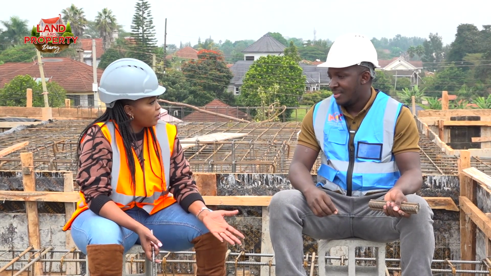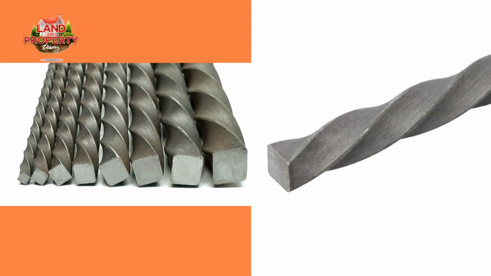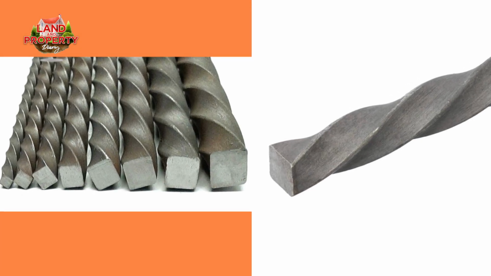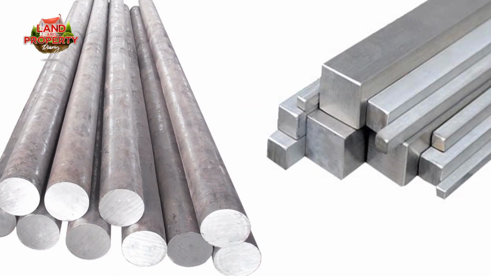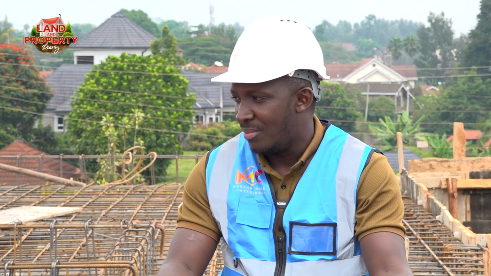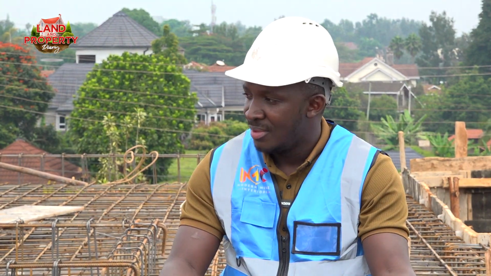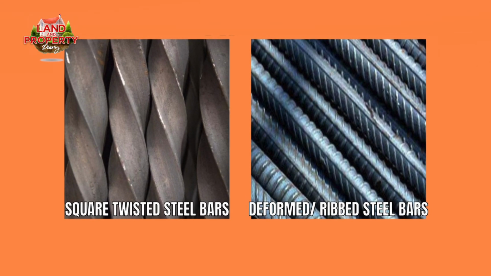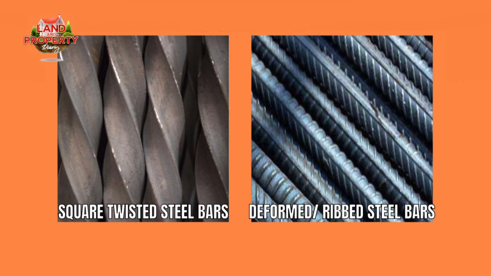Do we have types of reinforcement steel? We have different types of reinforcement steel. We have twisted bars, we have mild steel, we also have stainless steel. But mostly in Kenya we use deformed bars. Why is that? Originally, we were using twisted bars, but they did not have enough strength as the rib bars do.